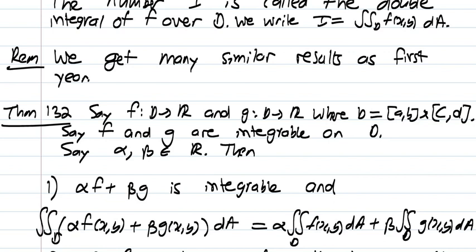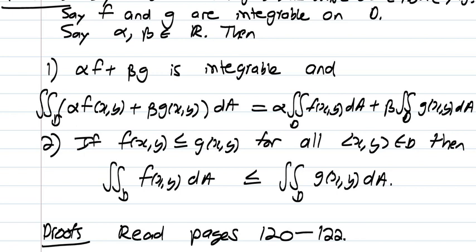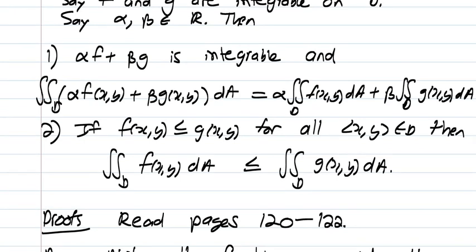It's not just true for functions of one variable, but also for functions of two variables. Another result, similar to one we saw for functions of one variable, is the following. If f is less than or equal to g for all points (x,y) on rectangle D, then the double integral of f over D is less than or equal to the double integral of g over D. So we have a similar comparison theorem as we did in first year. I'm not going to prove these two theorems in the lesson, so if you're interested in the proofs, please read pages 120 to 122. It is not very exciting, and the proofs are very similar.